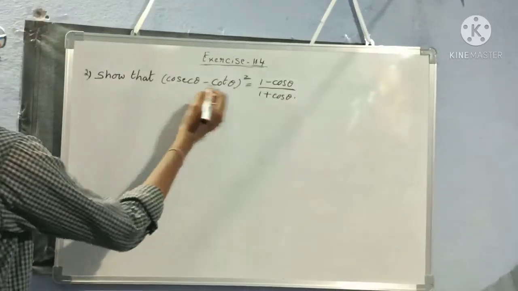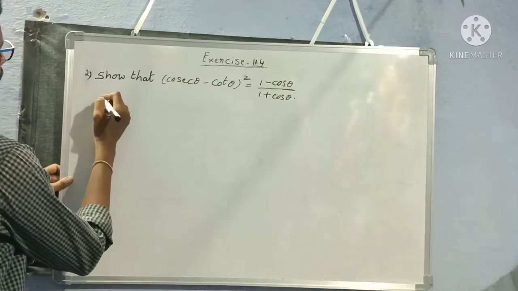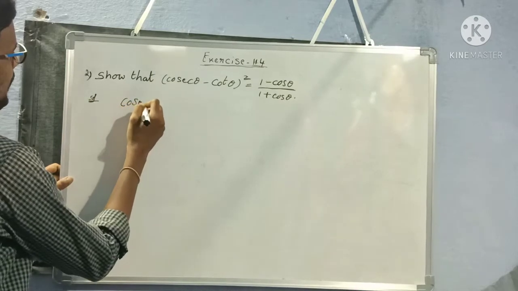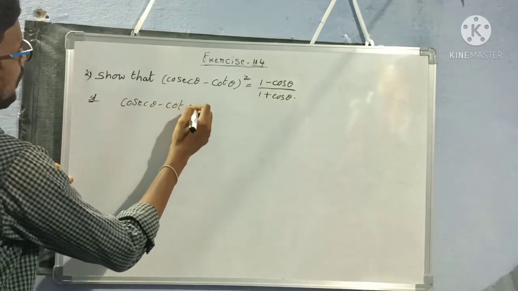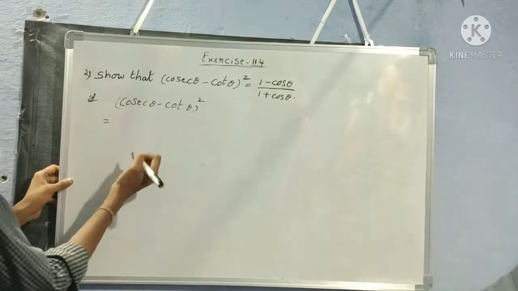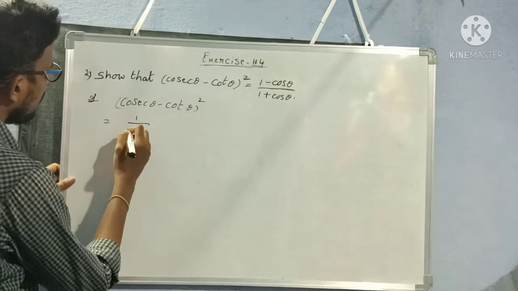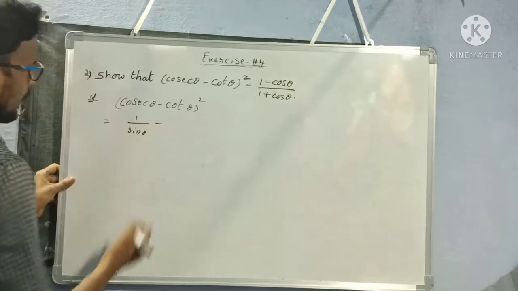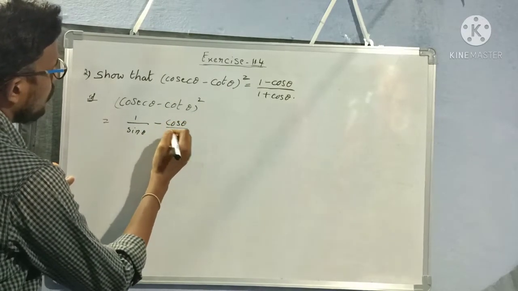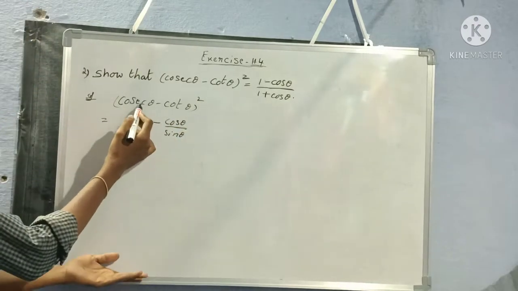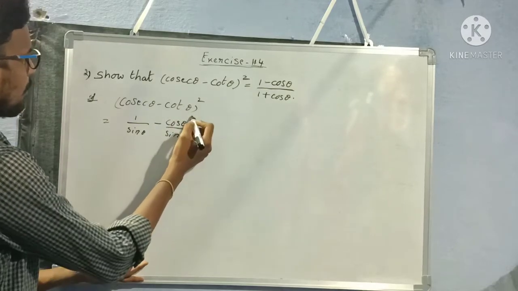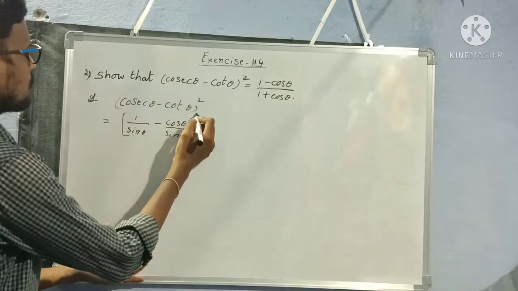So let us take LHS, that is (cosecant theta − cot theta) whole square. How to write this? I am converting cosecant theta in terms of sin theta. Why? Because cosecant theta is nothing but 1 by sin theta. So 1 by sin theta minus cot theta, which is cos theta by sin theta. So first you have to convert cosecant theta in terms of sin theta. That is 1 by sin theta, and cot theta is cos theta by sin theta, whole square.